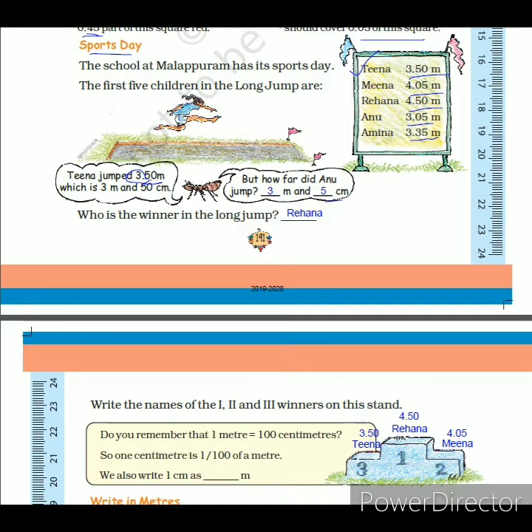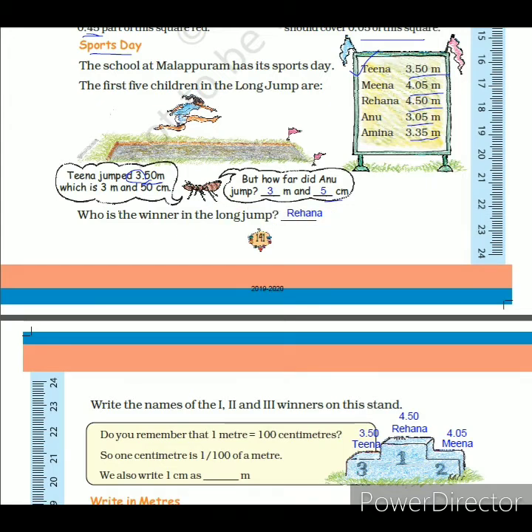So whose jump will be the biggest one, or who is the winner of this long jump? From this we know that Rihanna is the winner of the long jump, because Meena's jump is only 4 meter and 5 centimeter, but Rihanna's is 4 meter and 50 centimeter. This is the difference between these two jumps. That means 4.50 is greater than 4.05. So Rihanna is the winner in the long jump.